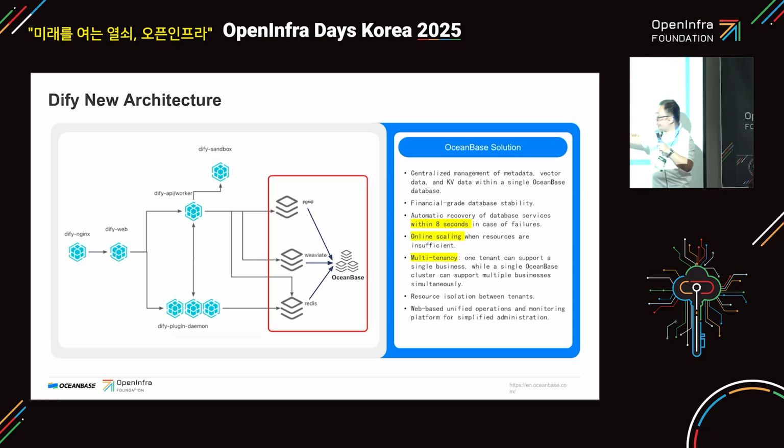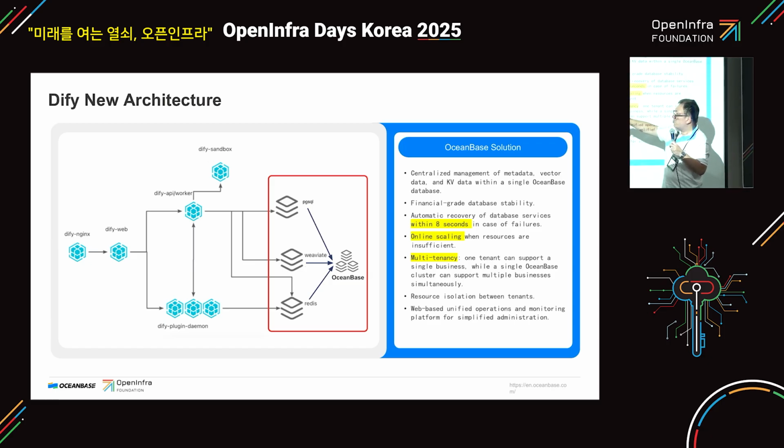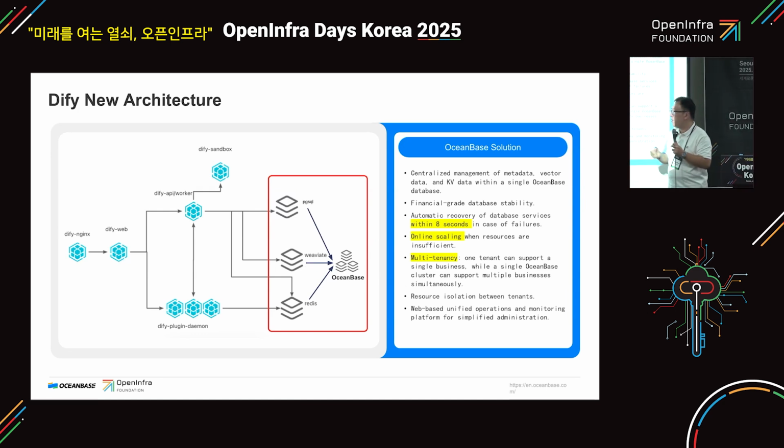So we chose to use OceanBase to replace these three different databases. After that, the whole system, the whole database service, can automatically recover within 8 seconds. And it also has online scaling capability. And in OceanBase, with multi-tenancy, a database cluster can safely serve multiple workloads with strict resource isolation. So instead of these three different databases, DeFi is now running on a unified data platform.